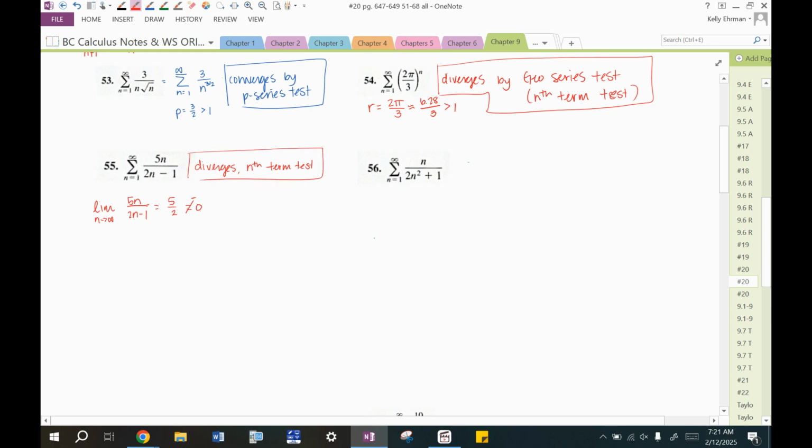Okay. All right, what about 56? This is bottom heavy, so I'm not going to do the nth term test. I have two options for this one. I would choose a comparison test, but I could also do an integral test. So I'm just going to show you both ways because, just because I always choose a comparison test doesn't mean in multiple choice they might not use the integral test. So it's nice to know when you can use that.